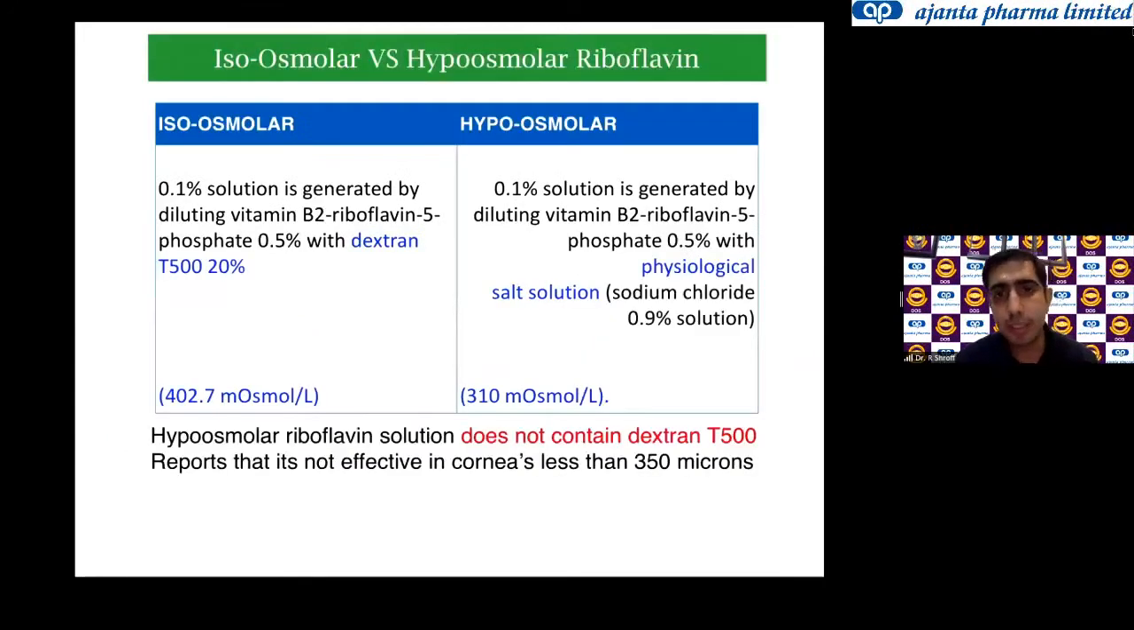So the basic difference in hypoosmolar riboflavin, like Dr. Bharti mentioned as well, is that it's in physiological salt solution, whereas the isotonic riboflavin, nowadays we're using HPMC, but early on used to come with dextran. The hypoosmolar riboflavin does not contain any dextran in it.